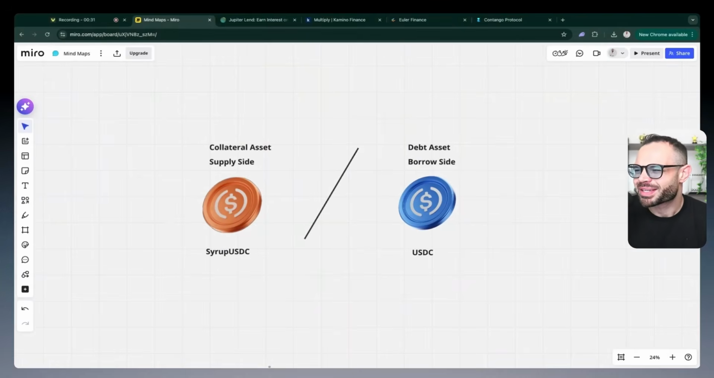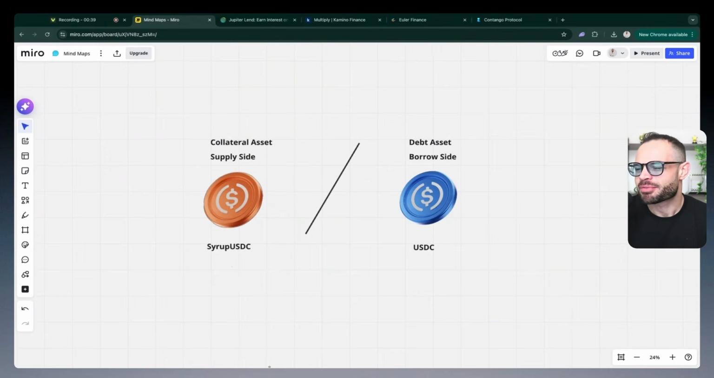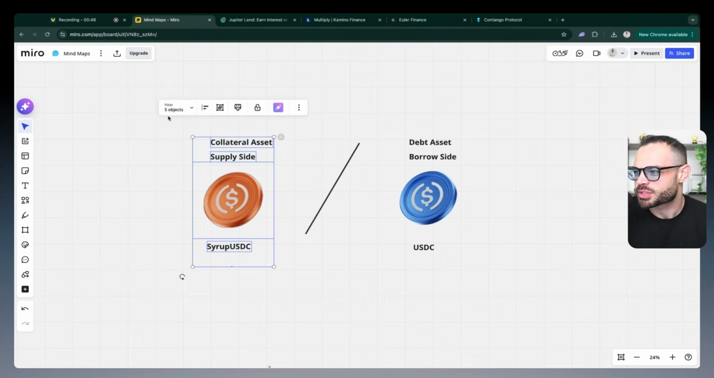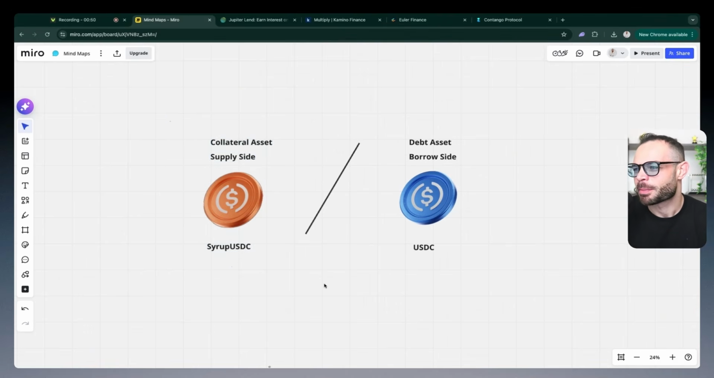Okay, so what is stablecoin looping at a fundamental level? I think you need to understand what is happening under the hood first and foremost, if you don't already. But effectively, what we're doing with stablecoin looping is taking advantage of interest rate arbitrage between what we're getting paid for supplying a collateral asset on a lending and borrowing protocol versus what we are paying to borrow a debt side asset.